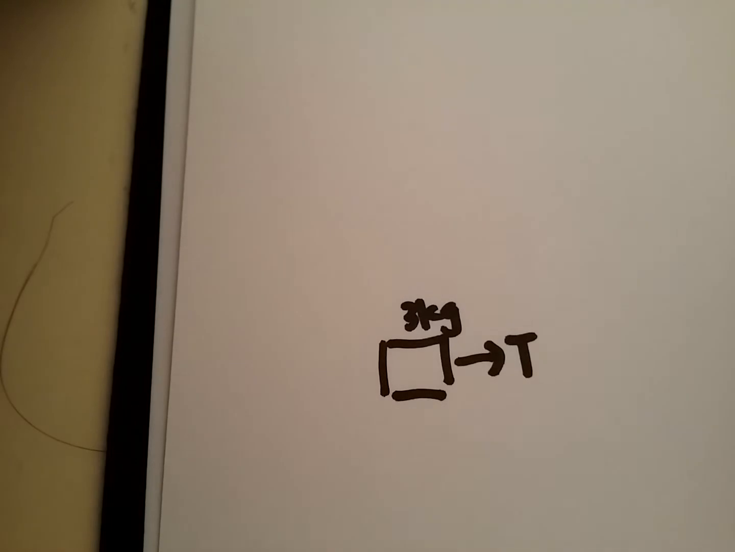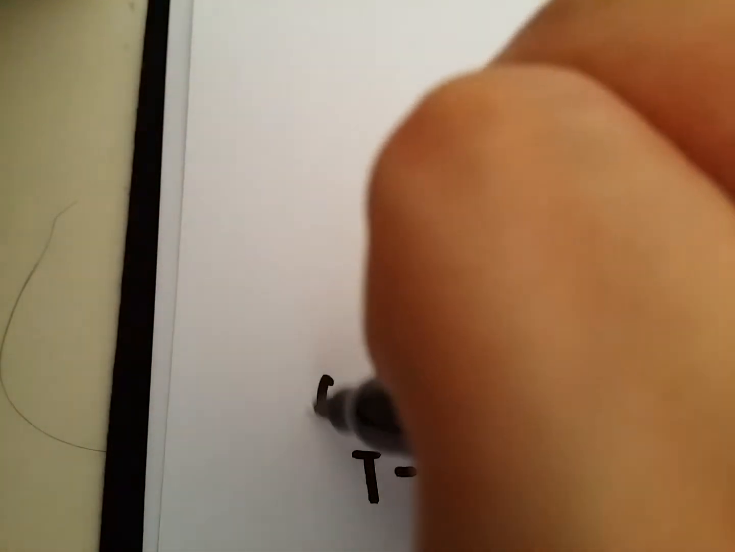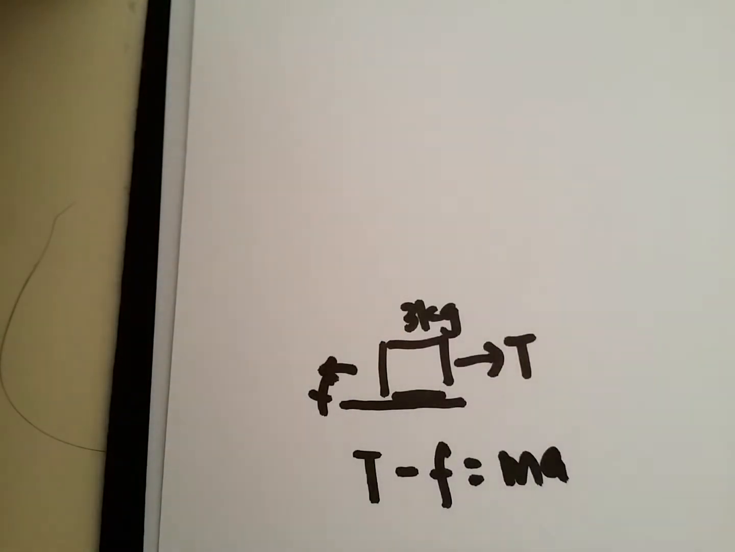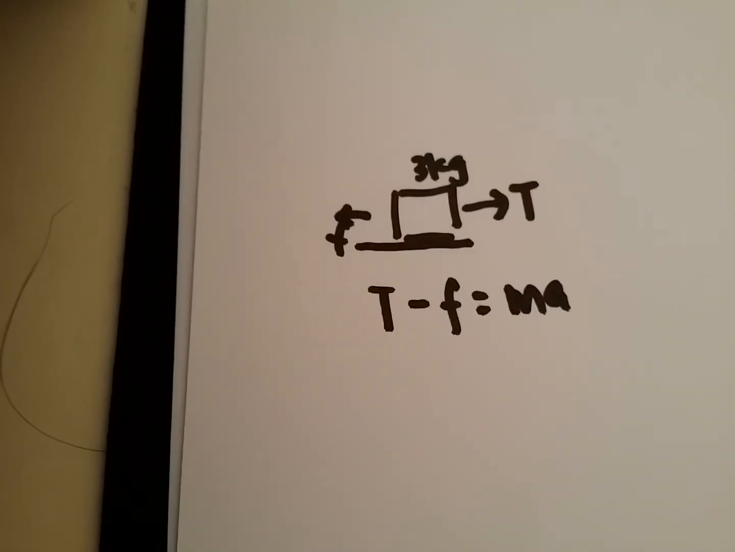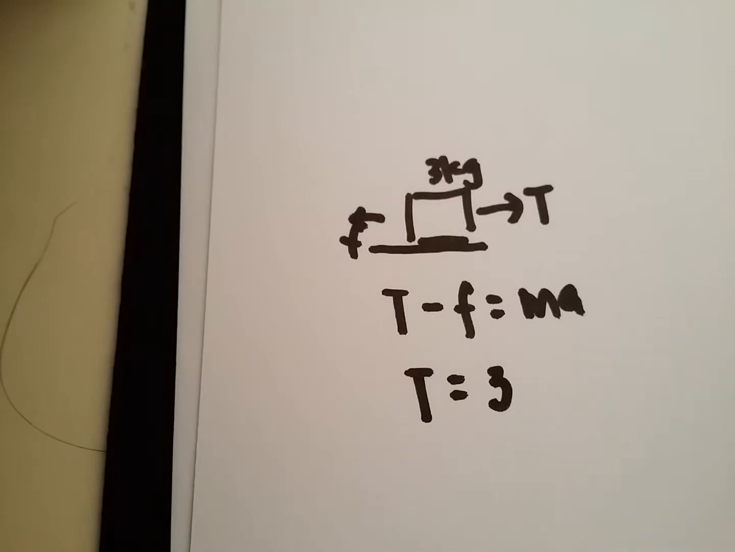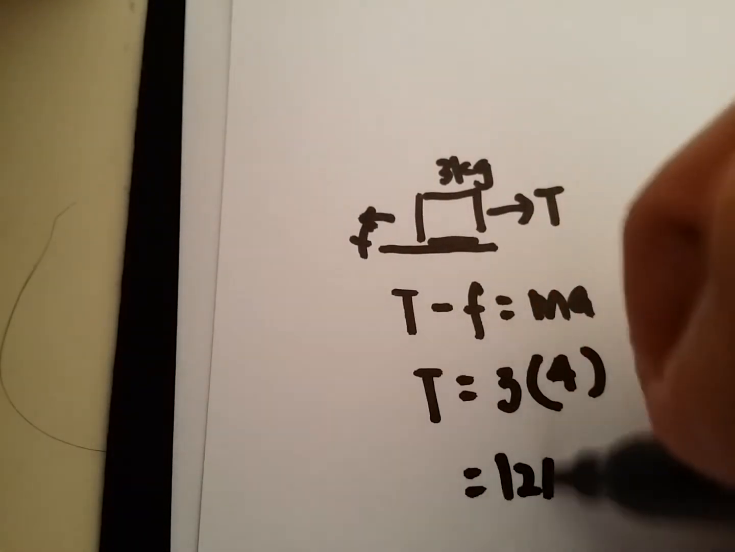So for this 3 kg, the tension in the string will be T minus friction equals MA. However, in this example, I have mentioned there will be no friction. So the tension will equal the mass of 3 kg times the acceleration of 4, which equals 12 Newton.